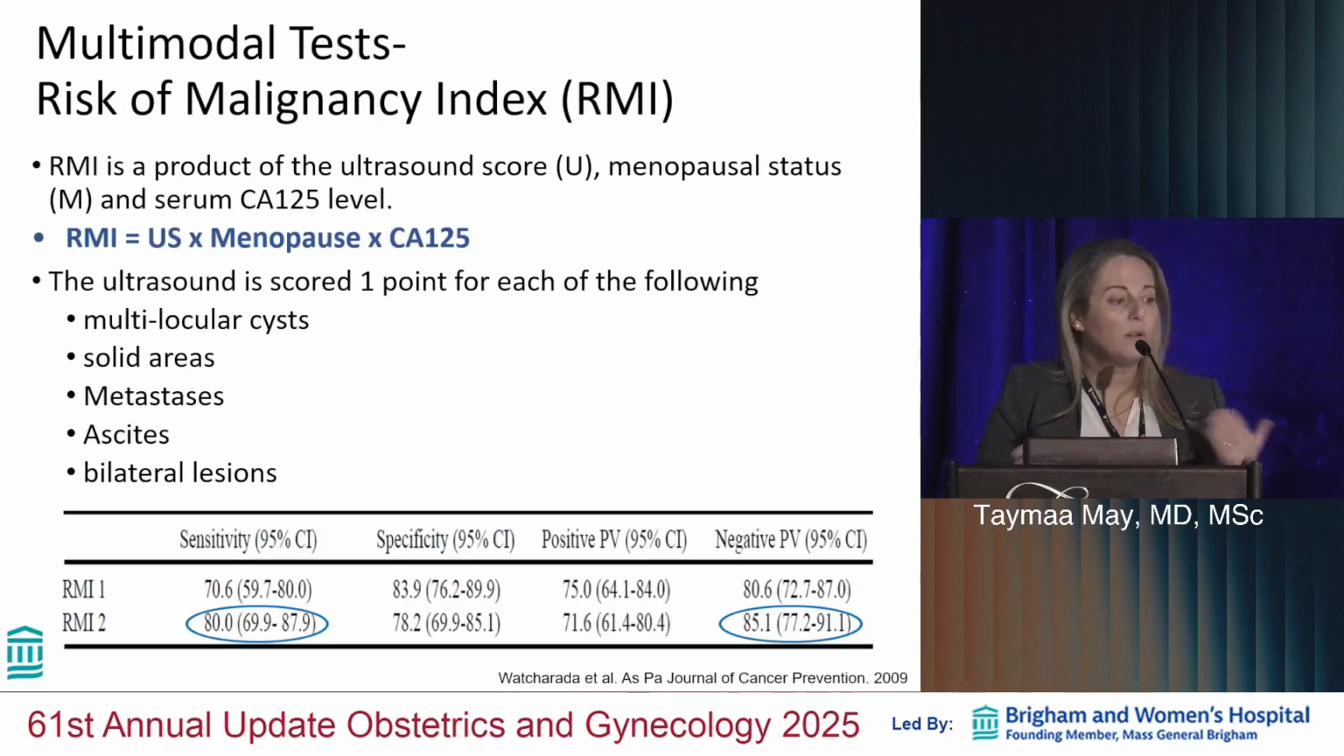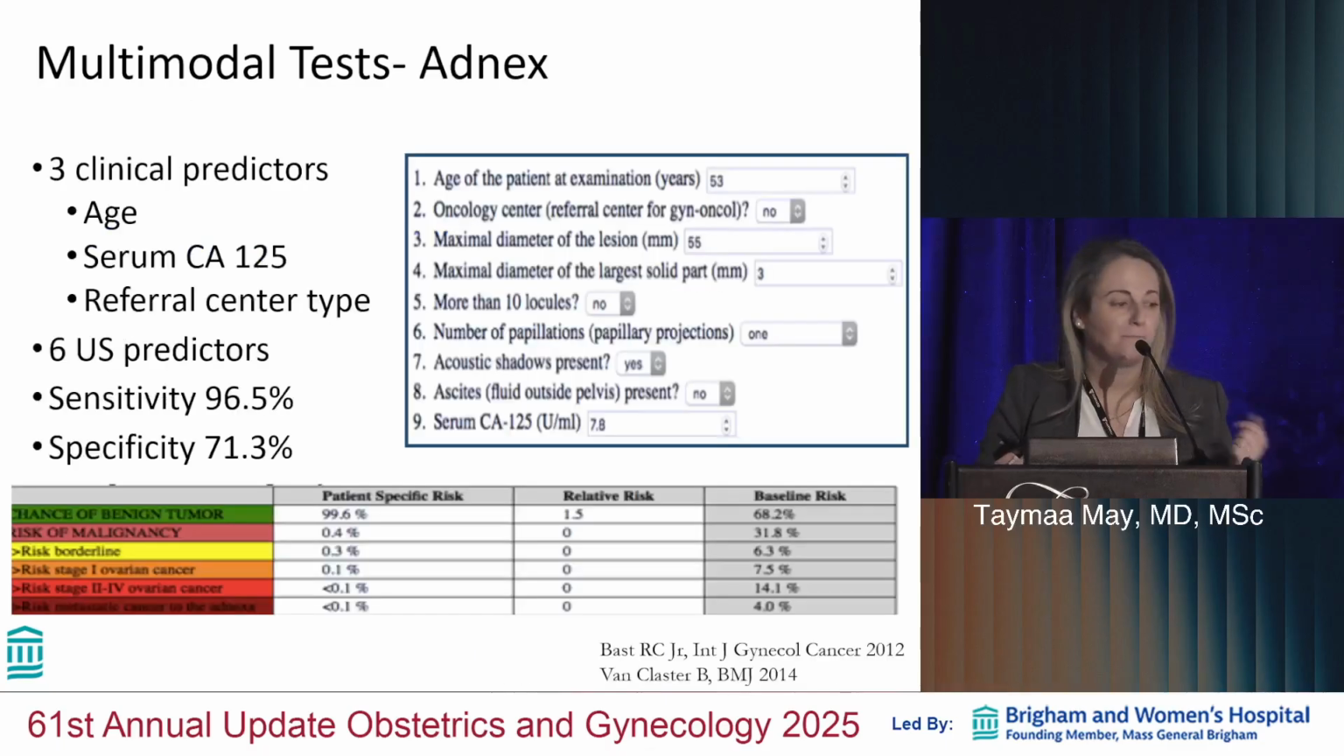Other tests, so multimodal testing, looking at imaging plus tumor markers. Classically, the risk of malignancy index has been used for a long time, though it's not used much anymore now that we have more detailed testing. But when you look at the RMI, it's basically features on ultrasound, menopausal status, and CA125, and you give those specific values. The sensitivity and specificity is over 80%.